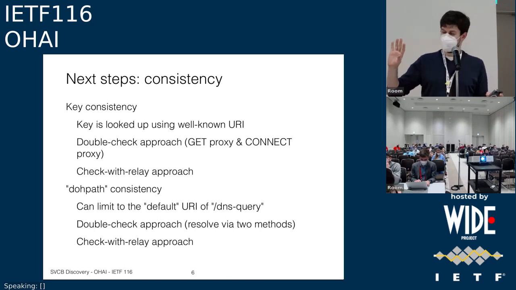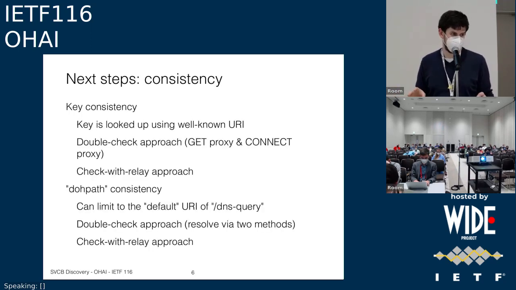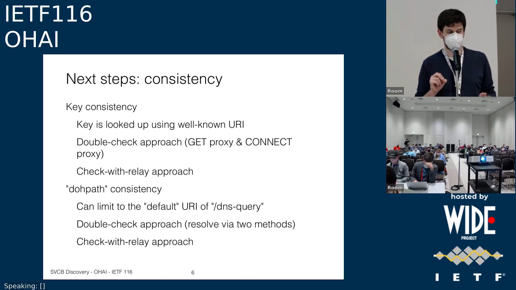So I guess, as a preview, my next slide will be, I think the main issue we have left is consistency. I would love to hear if we have other issues beyond that, but I think the major gap, which we talk about a bit in the document, but I think needs to be fleshed out further, is how we have good models for consistency. And there are two main areas of consistency that I think are relevant here. First, we have the key consistency. So we do have the key for the oblivious gateway, and that we look up with the well-known URI.